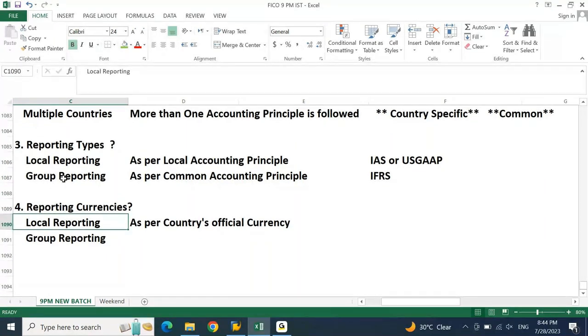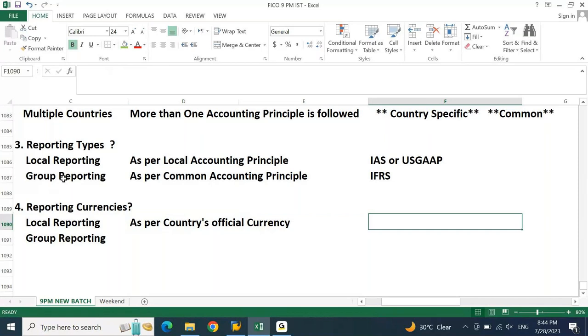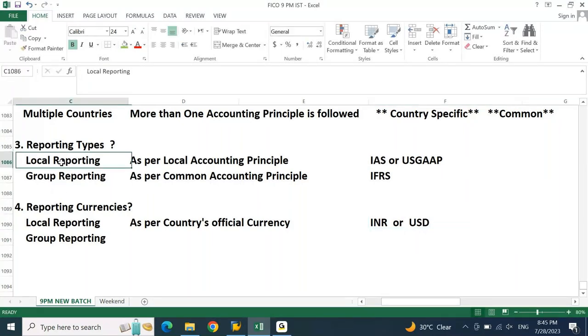So when we talk about reporting currencies, you have two reports, local reporting and group reporting. Local reporting is always made as per country's official currency. If my company code is operating in India, INR is the official currency for India. If my company code is operating in US, US dollar is the official currency. Now, the local reporting is always fixed based on the country. Whatever the country it is, that country's accounting standards will become your accounting principle, and that country's official currency will become your local currency.